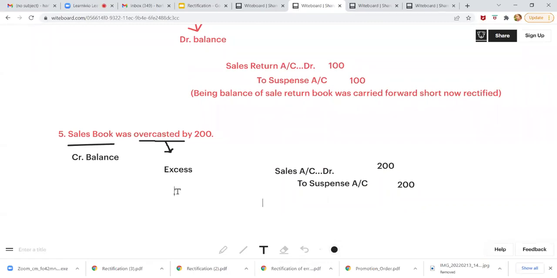So here we will write the narration as being the error in sales book totaling now rectified.